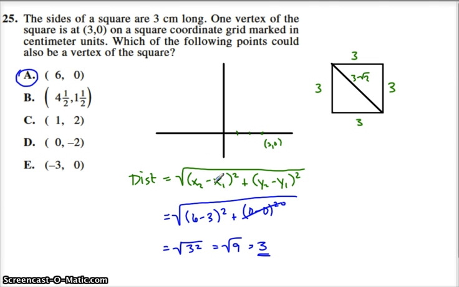Now we could go through the same process with these other coordinate points, and none of them will give us a distance of 3. If you want to go through and check them, you certainly can, but for the sake of time, I'm going to move on to the next problem. Just know that for this kind of problem, the distance formula is what's going to help you to determine where your vertices are with this square.